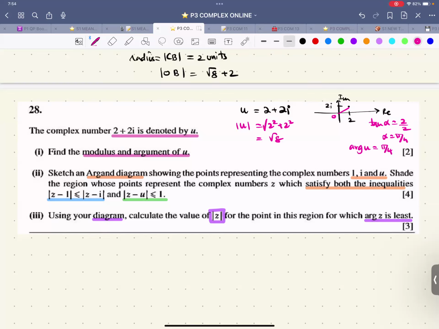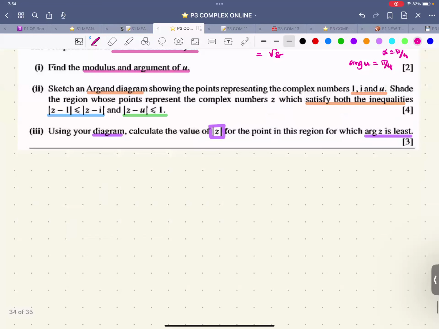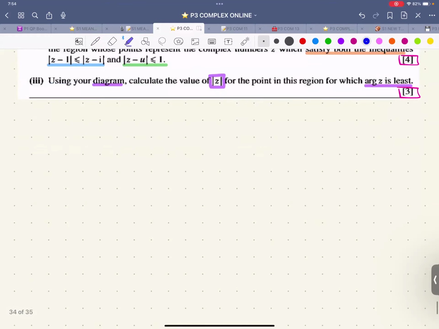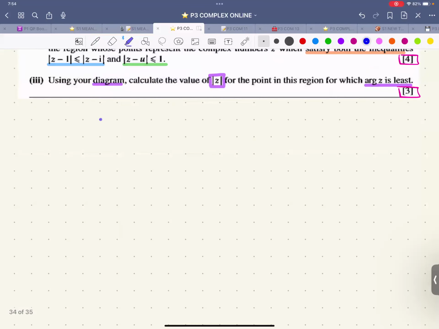Now, what else are they interested in? They are interested in the real part, which is the 4 mark and the 3 mark part. So this 4 mark, this 3 mark, this 7 mark, that is what I'm interested in. Now it says sketch an Argand diagram showing the points representing complex numbers 1, i, and u. Now, first of all, let me draw the grid. So I'll just draw somewhere over here.